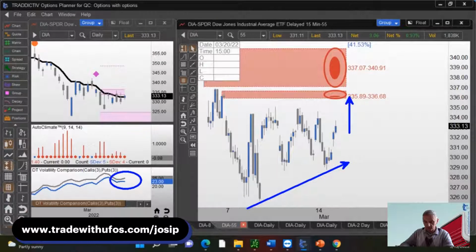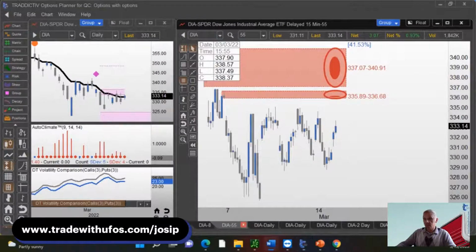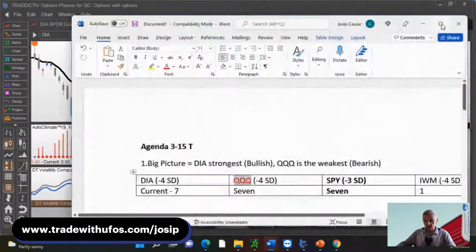Feel free to type it in. By the way, on this volatility comparison, the blue line represents the call activity, the gray line represents the put activity. So we can build a spread that is bullish with the puts, and we can build a spread that is bullish with the calls. So we can definitely choose to place the trade on the diamonds.